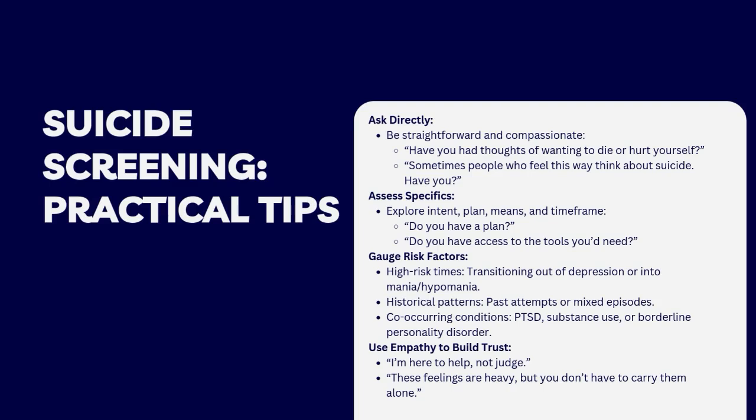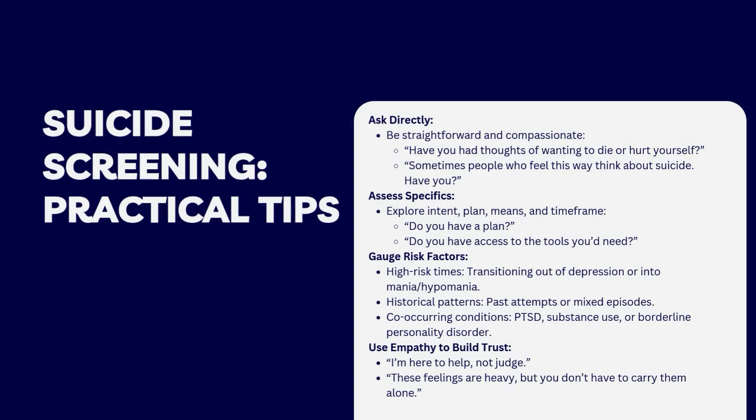So, when talking about suicide, we want to make sure that we're assessing for suicide, especially when working with clients diagnosed with depression, bipolar disorder, or other co-occurring conditions. Here are some tips to guide your approach. You want to ask directly. It's a myth that asking about suicide puts the idea in someone's head. Be straightforward and compassionate. Have you ever had thoughts of wanting to die or hurt yourself? Sometimes people who feel the way that you're describing think about suicide. Have you ever had thoughts like that?